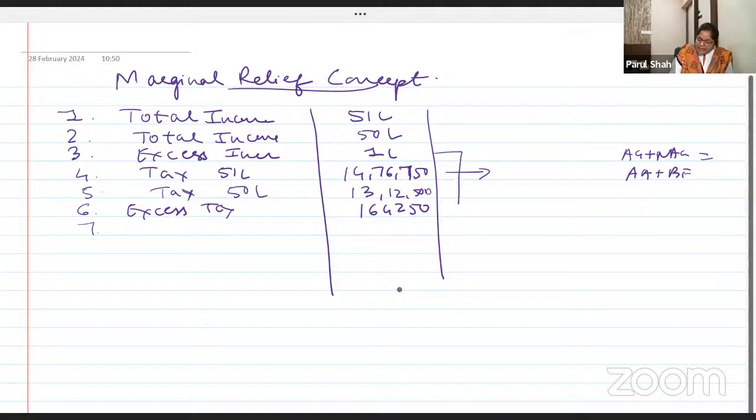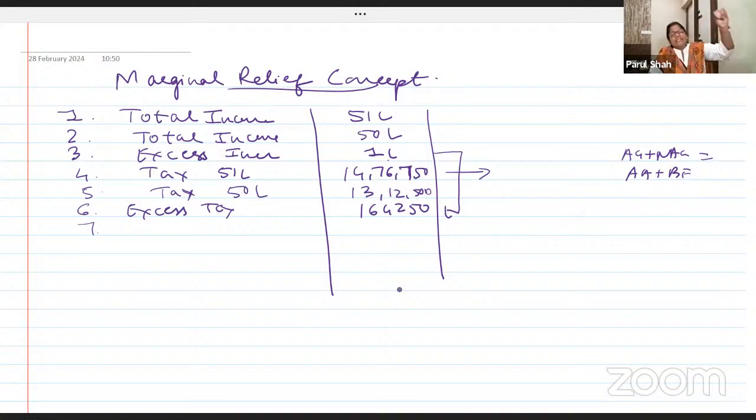And what is the excess income? 1 lakh. Now, this is very disappointing. Just because my income exceeded from 50 to 51 lakhs, by 1 lakh, I had to pay 1,64,250 extra tax. The excess tax is more than the excess income. Ridiculous.